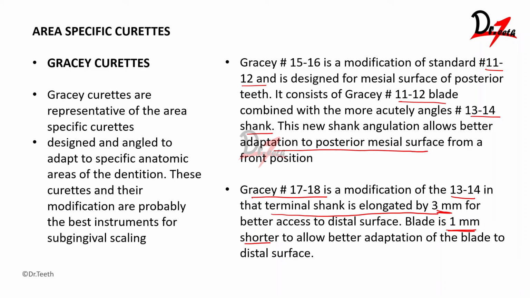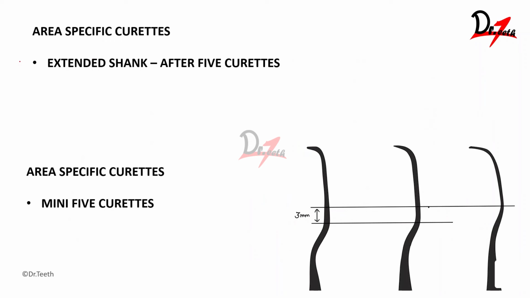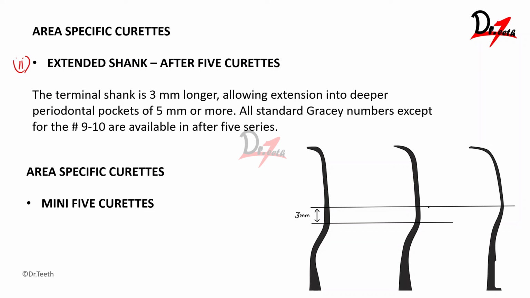Now, after Gracie curette, the next type of area-specific curettes are the extended shank or the after 5 curettes. As the term suggests, it has an extended shank, which is 3 mm more than the conventional Gracie curettes. So, the terminal shank is 3 mm longer, allowing extension into deeper periodontal pockets of 5 mm or more. Now, all standard Gracie numbers are present as after 5 curettes as well, except 9 and 10.